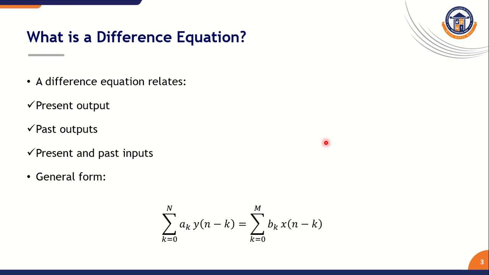So what is a difference equation? A difference equation relates the present output of a system to its past outputs and present or past inputs. It is the discrete time equivalent of a differential equation. The general form is summation of k from 0 to n, a k into y of n minus k, equal to b k into x of n minus k. Most digital systems and filters are described using difference equations.